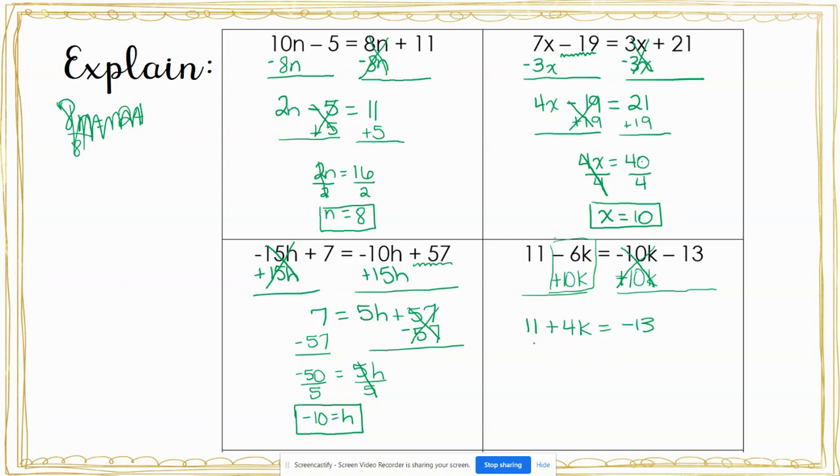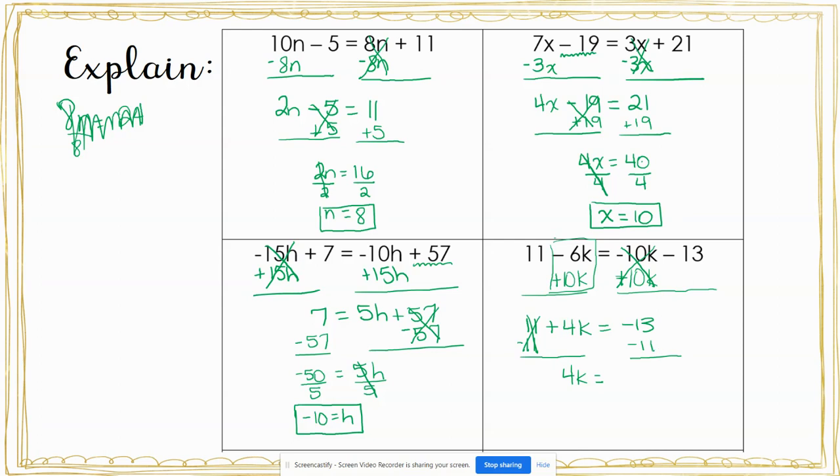I need to get rid of my 11 first. And because this is a positive 11, I'm going to use the inverse, which is negative 11, or subtracting 11 on both sides of the equation. 11 minus 11 is 0, so these will cancel. And then 0 plus 4k just leaves me with 4k.